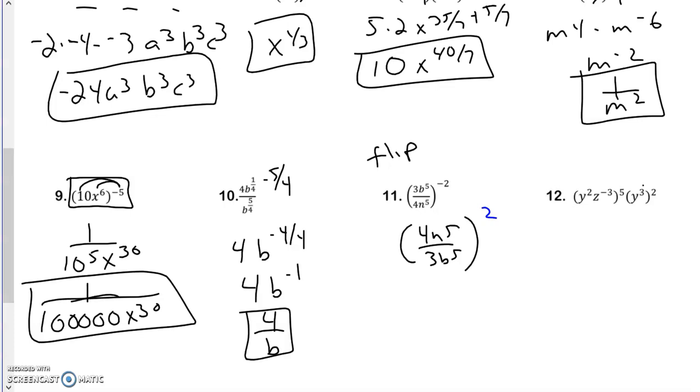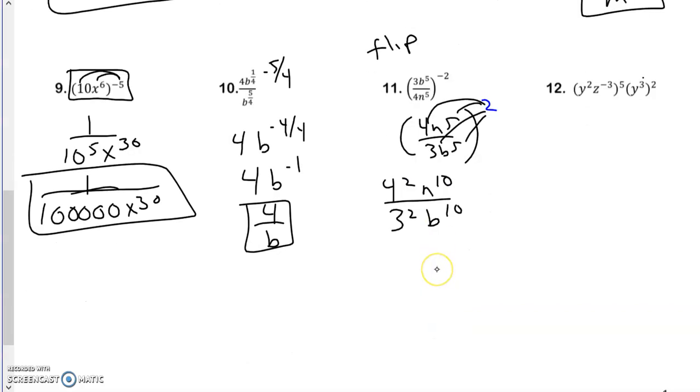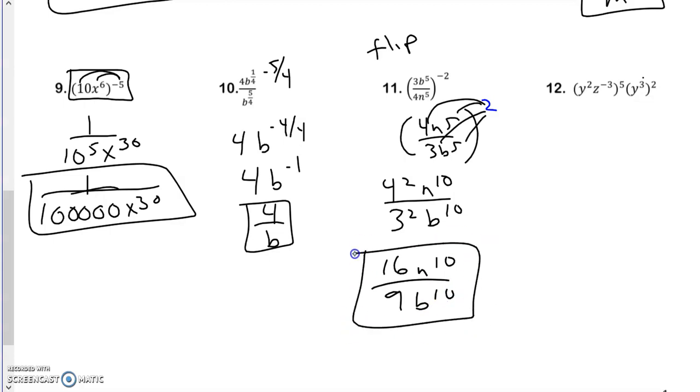Then I'm going to need to distribute that 2 across. So I technically have 4 to the 2nd, n to the 10th, 3 to the 2nd, b to the 10th. Then I just have to simplify the exponents. That would be 16, n to the 10th. 3 times 3 is 9, b to the 10th, and I am done.